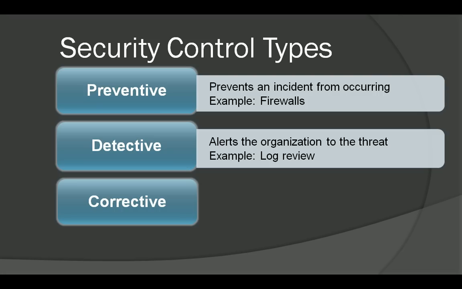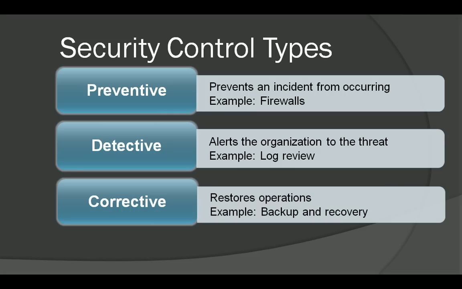In the physical world, a physical control that's detective might be a camera. So if you put a camera in, or a guard dog that's barking, that alerts you that somebody has infiltrated the premise, or an alarm. Somebody opens the door, an alarm goes off, something along those lines. A corrective control is something that restores operations. So in the technical world, or a technical classification, backup and recovery would be a corrective control. So we could have in our policies corrective controls that tell us what to do after somebody breaks into our network, after somebody steals our data, or something along those lines.